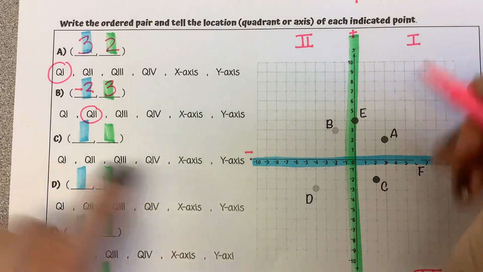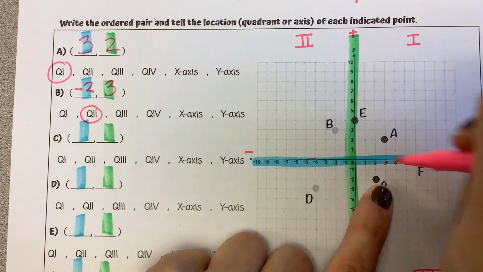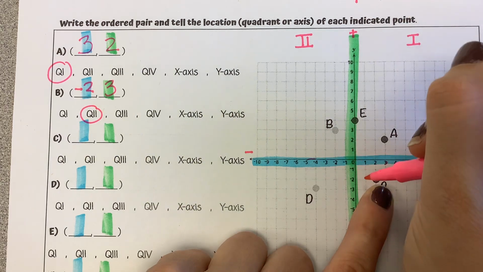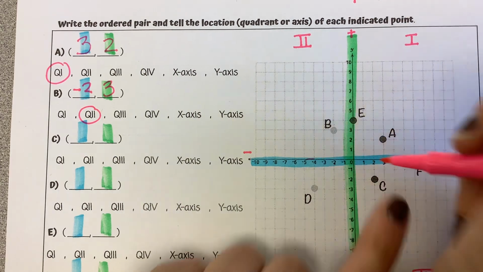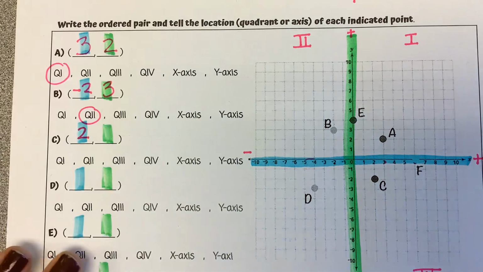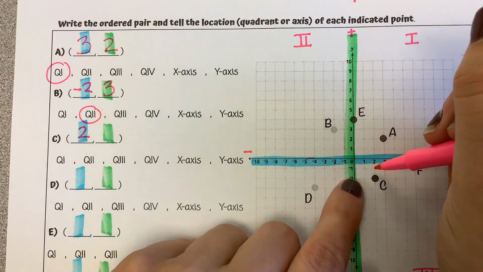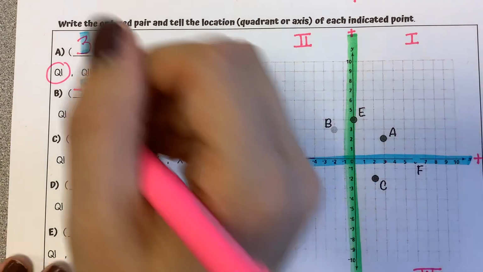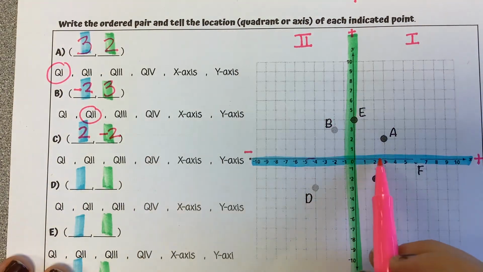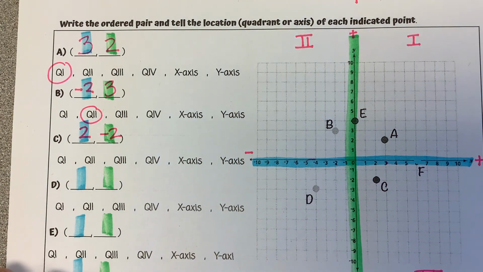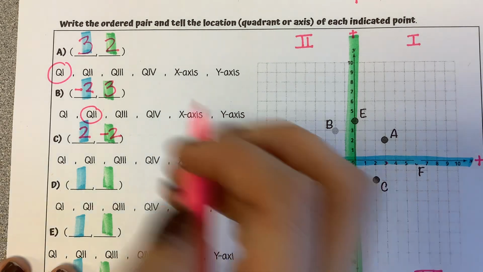Point C. So over here, we're starting with our horizontal first. It's 2 to the right. So our x value is 2. And from here, we go down 1, 2. It's at negative 2. So it's positive 2, negative 2. 2 to the right, down 2. What quadrant does this fall in? That's in quadrant 4.